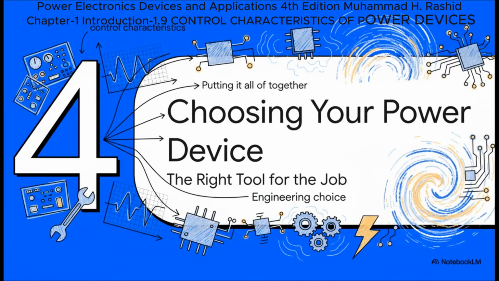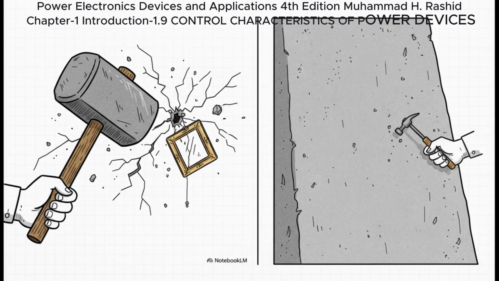So, okay, we've got control types and we've got performance data, speed versus power. Now for the real question. How do you put all this together to actually choose the right device for a specific job? This, my friends, is where the science of engineering meets the art of design. And the most important thing to get in your head is that there is no single best device. It just doesn't exist. It's all about the application.